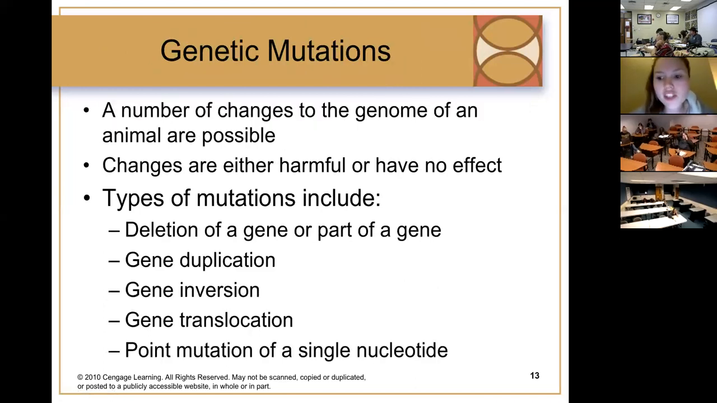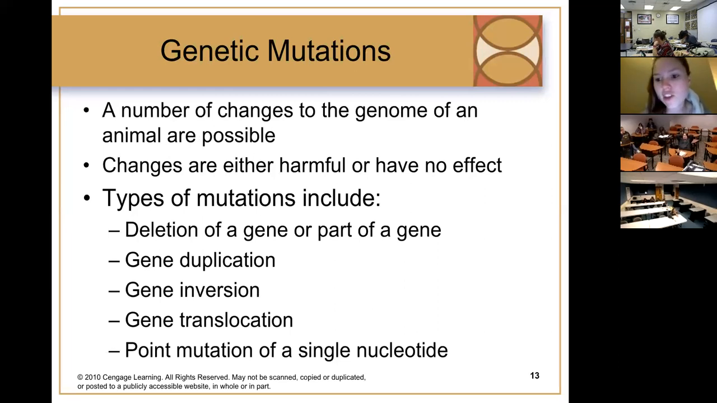So there can be genetic mutations. And so genetic mutations basically just means any number of changes to a genome of an animal that can happen. So changes can sometimes be really harmful, and sometimes changes actually have no effect. So it just depends on which gene is involved and what is happening to that gene. So there are many different ways that genetic mutations can happen. So some of these mutations could be the deletion of a gene entirely, or part of a gene, which is going to cause that to not function properly. And if it's not there, then it's really going to not work.